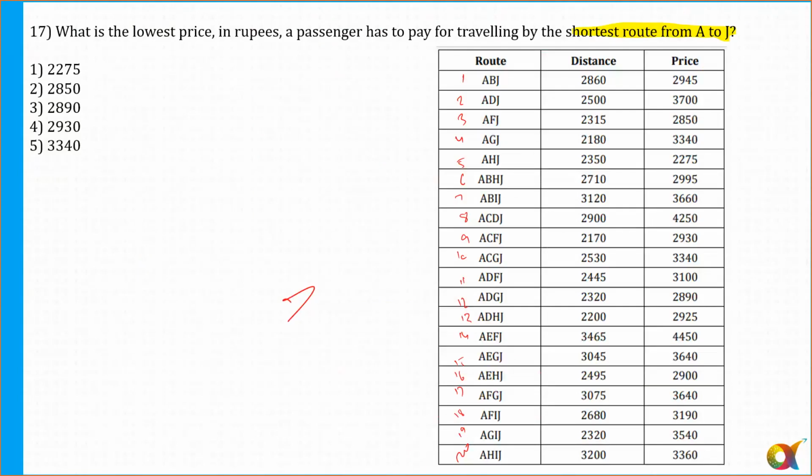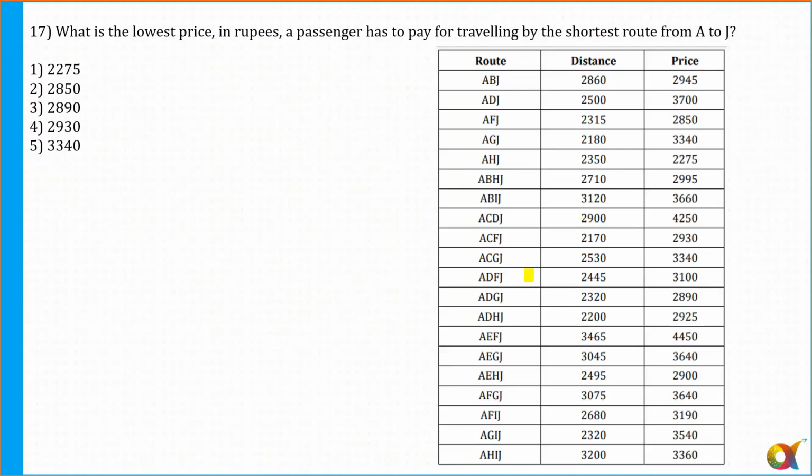So this is a table which you'll get, and the question is, what is the lowest price in rupees a passenger has to pay for traveling by the shortest route from A to J? So what is the shortest route? I need to find out the shortest route here. If I write down the distance, I need to concentrate on the distance here. What is the shortest route, what is the minimum possible distance?